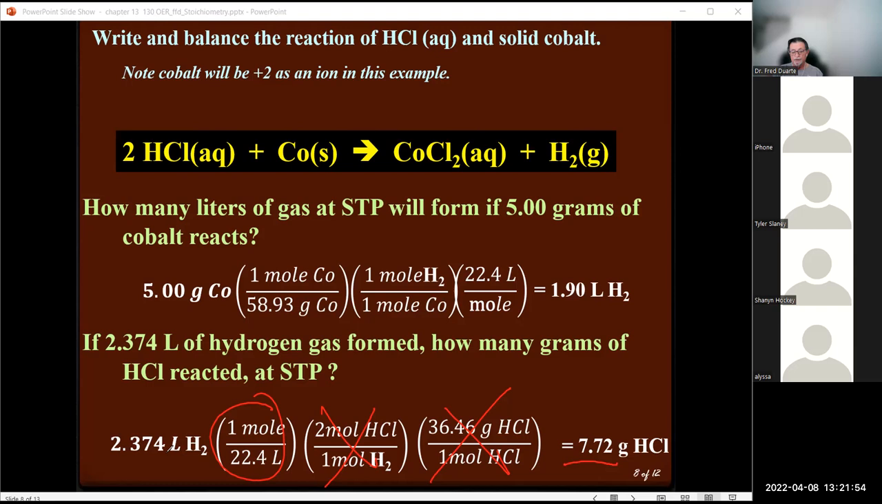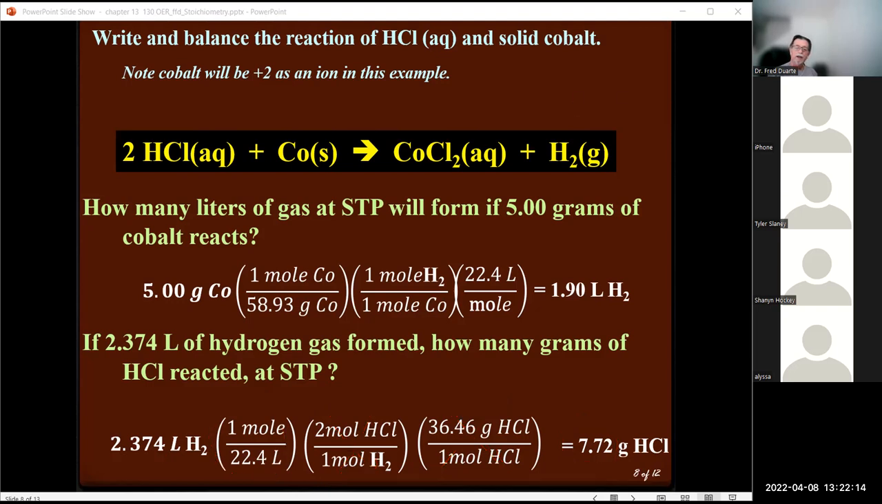Because we're given 4 sig figs, 2.374 liters, but our answer has 3 sig figs. And that is simply because the relationship of 22.4 liters, which is a measurement, has 3 sig figs. So the answer would only have 3 sig figs.